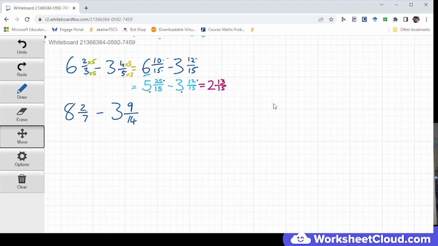Another practice round. If you're feeling confident, give this one a go now. If you can get this where you have to borrow now, it's going to make things easier in both grade 6 and grade 7.